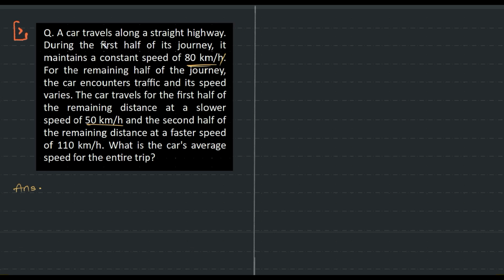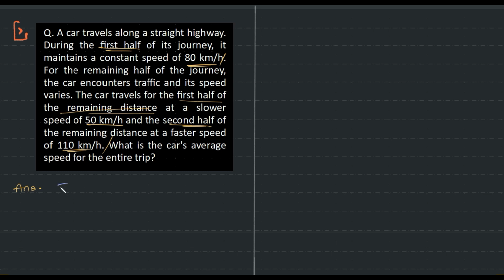I forgot to mark first half. Then the car travels for the first half of the remaining distance, guys. With this, and the second half of the remaining distance with this speed. Oh, that's pretty fast. What is the car's average speed for the entire trip?